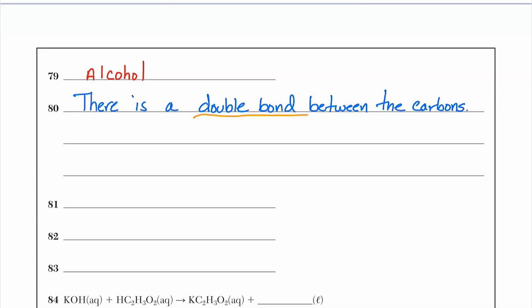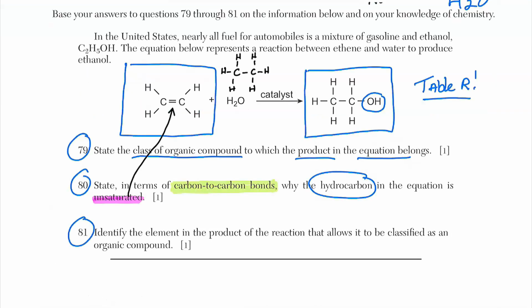On to number 81. Identify the element in the product of the reaction that allows it to be classified as an organic compound. Oh my gosh, how many times have we seen this? To be organic means you must have carbon. The organic unit starts with Table P, and Table P is the prefix of all the naming of organic compounds, and it all starts with how many carbons are in the longest continuous chain. Meth is 1 carbon, eth is 2, so everything is surrounded by how many carbons are in the parent chain, and then what's attaching to the carbons. So it's all about carbon.